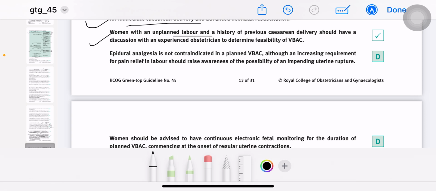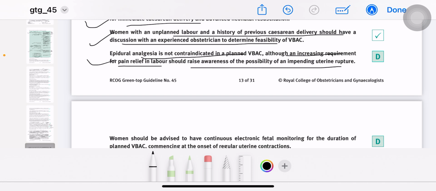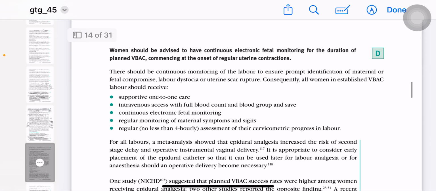Women with unplanned labor and a history of previous cesarean section should have a discussion with an experienced obstetrician to determine the feasibility of VBAC. So, for example, if you are a trainee and the patient comes with a previous cesarean, you have to discuss with your SR or AP, because it is a shared decision. Epidural anesthesia is not a contraindication in planned VBAC, although an increased requirement for pain relief in labor should raise awareness of the possibility of impending rupture.